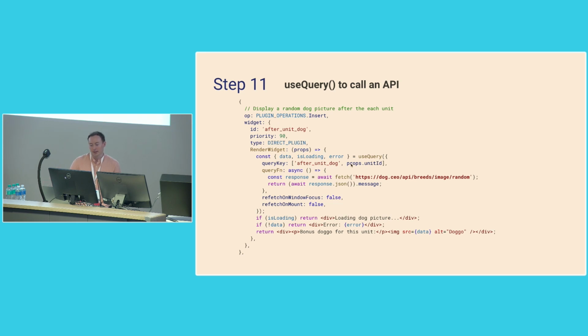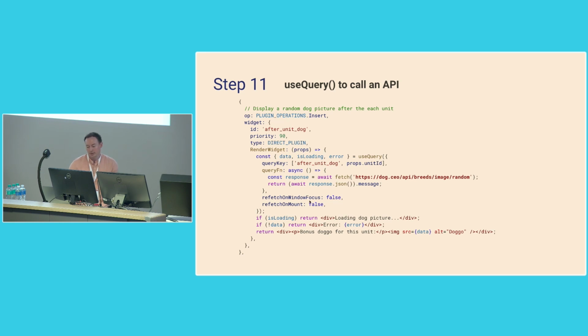That way, if several different plugins request a dog picture for the same unit, they'll have the same query key and only one request will go out to the API. But if the user clicks through different units, we'll make a new request to the API for each unit, and there will be a new dog appearing on each unit. So for the query key, I just said unit-dog as the first part, and then unit ID as the second part. This is just an array of strings, and it doesn't matter what they are, as long as it uniquely identifies the data that you want from the server.